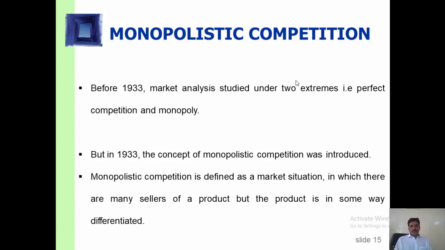So, dear students, before 1933, the market was studied under two extremes. On one side, there was extreme competition, the perfect competition, while on the other side, there was no competition, the monopoly. So, in 1933, the concept of monopolistic competition was introduced, which stands midway between monopoly and perfect competition. It is a monopoly as well as a competition.